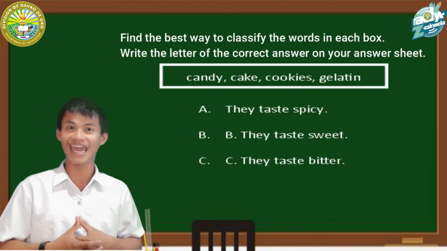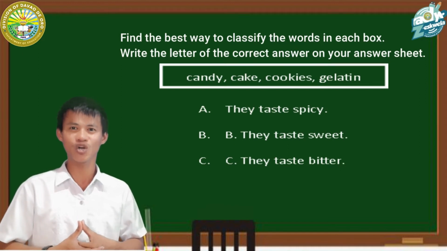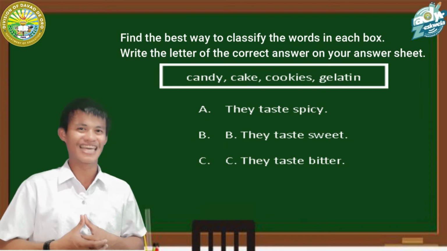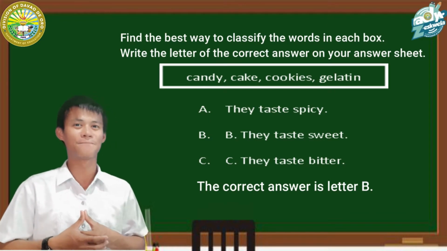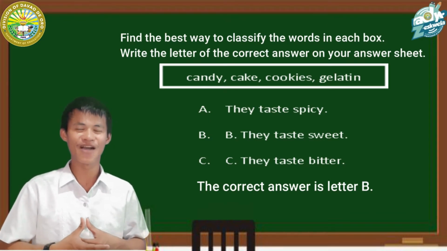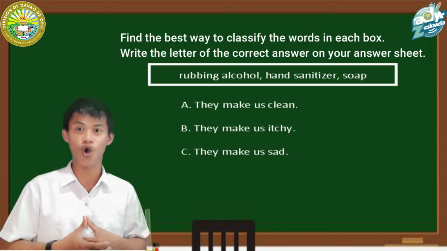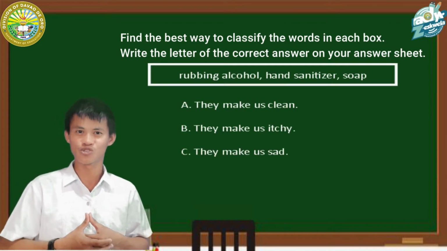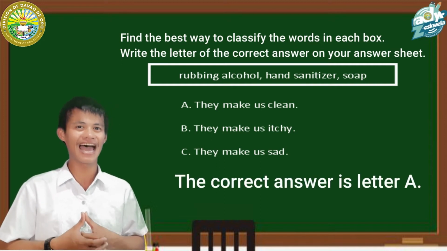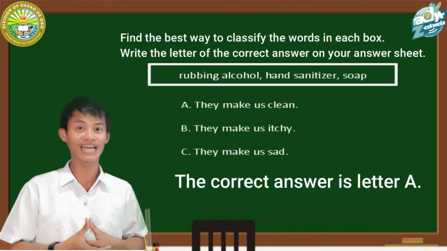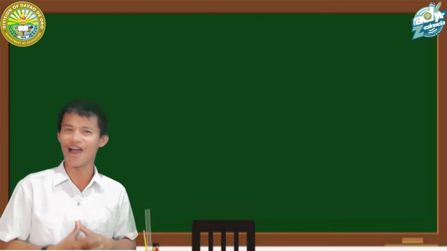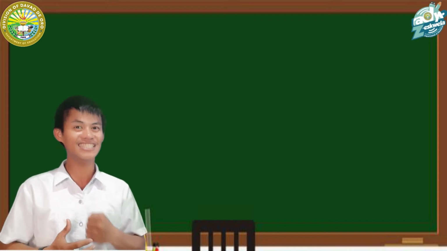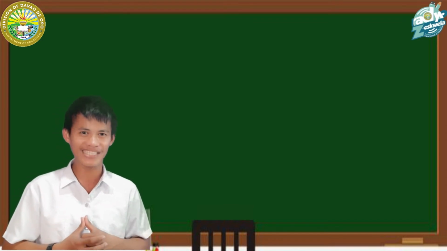Number 1, candy, cake, cookies, gelatin. The correct answer is letter B, they taste sweet. Number 2, rubbing alcohol, hand sanitizer, soap. The correct answer is letter A, they make us clean. How many correct answers did you get? Wow, very good. I can really tell that you have mastered your past lessons.